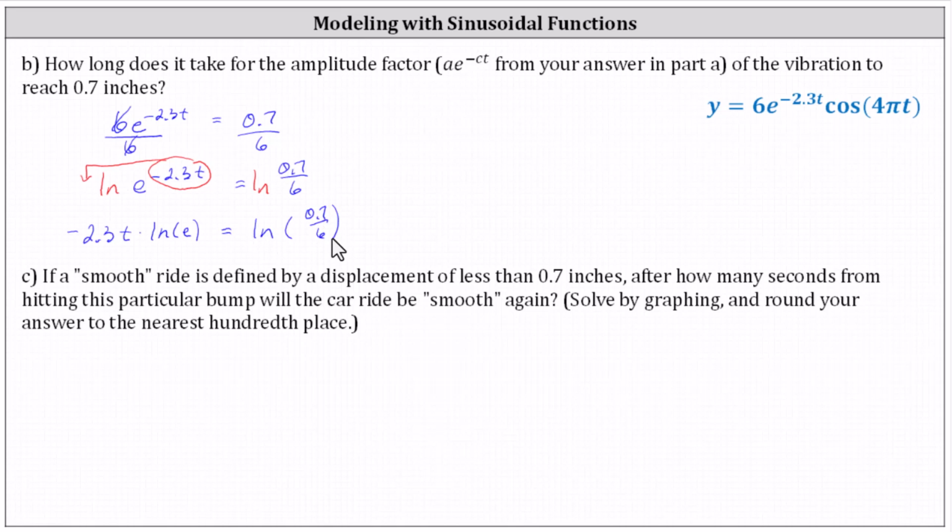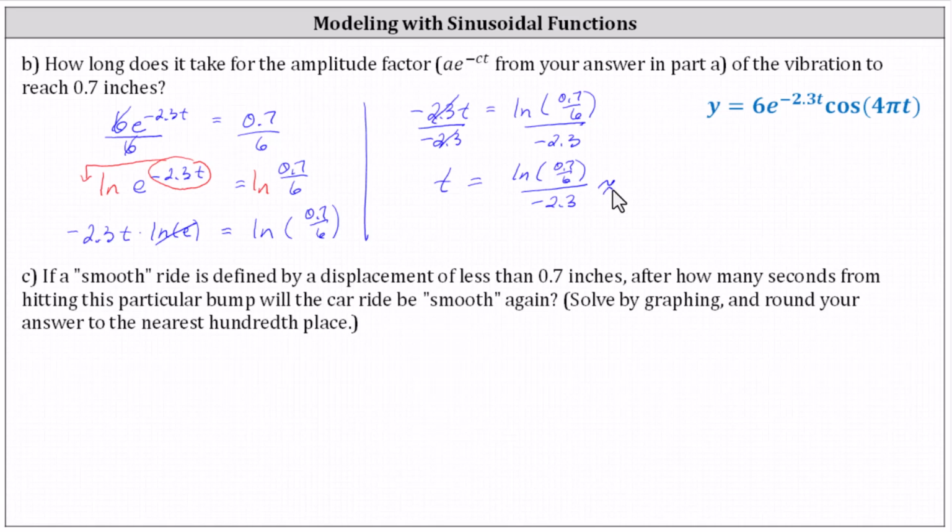On the left side, natural log e equals 1, leaving us with negative 2.3t equals natural log of the quotient of 0.7 and 6. Last step, divide both sides by negative 2.3. Simplifying, we have t equals natural log of the quotient of 0.7 and 6, all divided by negative 2.3. Now we'll go to the calculator, evaluate the quotient, and also check it graphically.